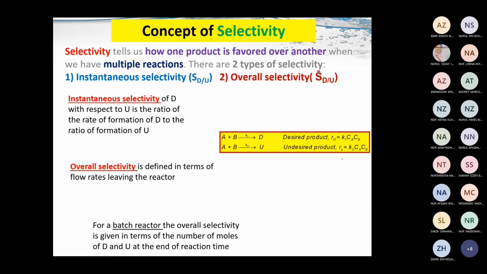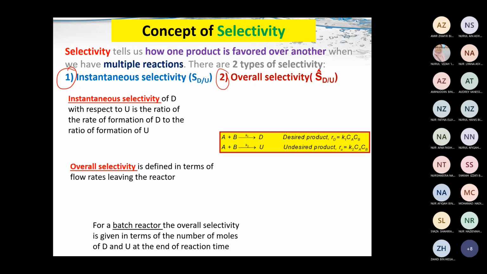Now, the concept of selectivity. You have to remember what selectivity is. Selectivity tells us how one product is favored over another when we have multiple reactions. There are two types of selectivity. The first one is the instantaneous selectivity, this is number 1. The other one, the red font, is the overall selectivity. You can see the notation here: S D over U.